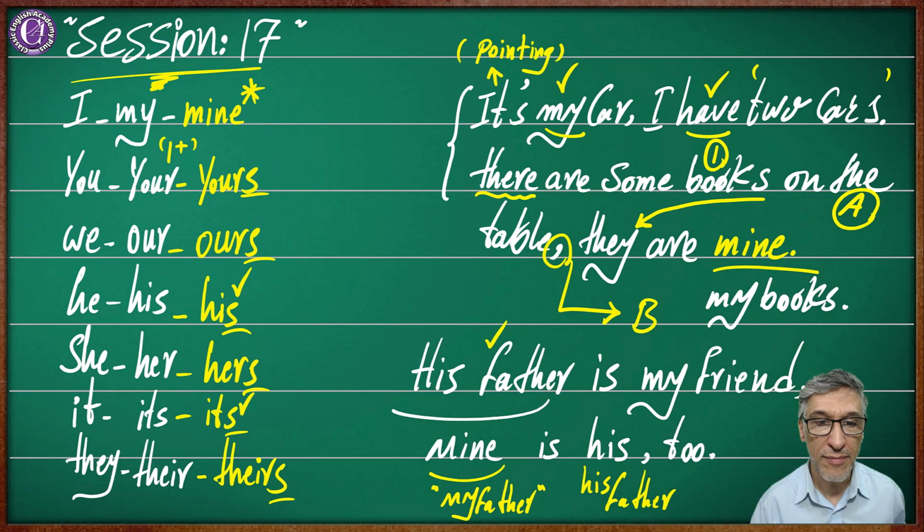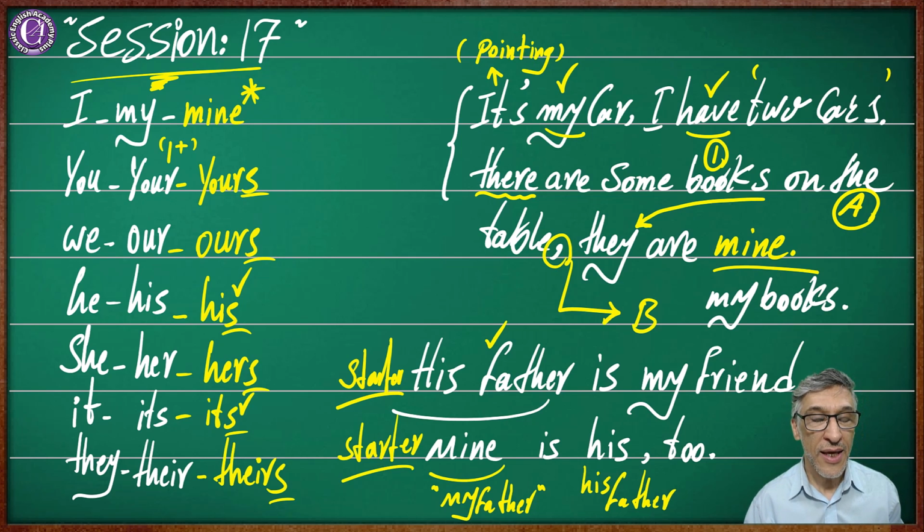So, mine is the starter, like his father is a starter. Look at it. A starter, a starter of the sentence. His father is my friend. Mine means my father is his father too. Well, we are very close to each other. Somehow it seems that we all know each other very well, or somehow pretty well.